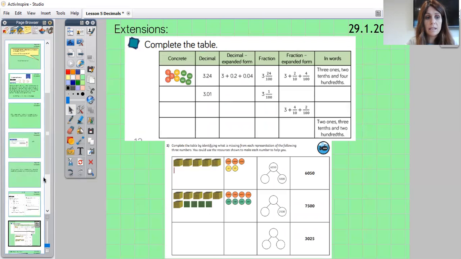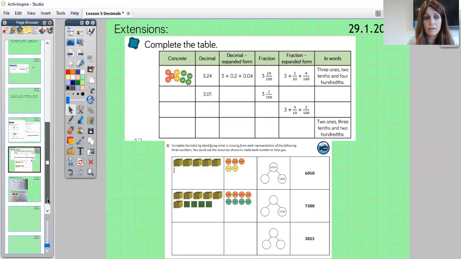Extensions today, I would expect lots of you to be moving on to your extensions today, because I think that guided practice is really short. Some of you won't, I know that, but I think quite a lot of you should be able to move on to the extension. It will take a little bit of brain power to go through these.